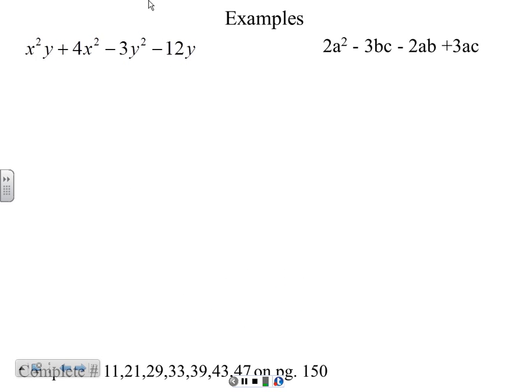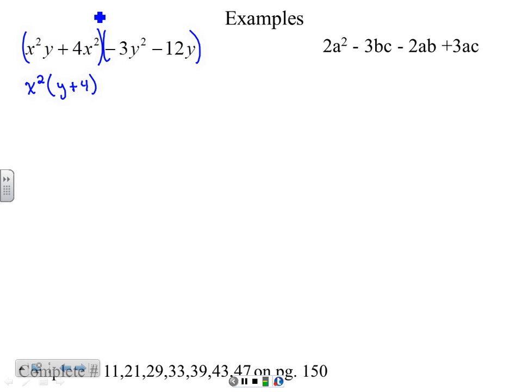So again, what I'm going to do is group the first 2 and group the last 2, including the sign. So out of this first group, we have an x squared in common. We have a monomial factor of x squared in common. So when I factor that out, I'm going to have y plus 4.